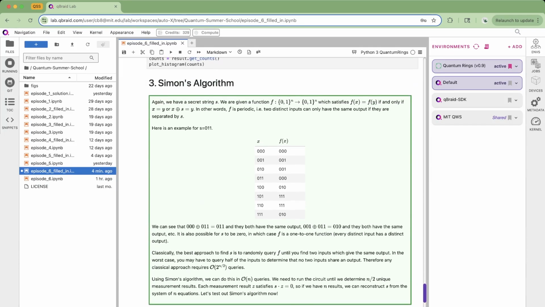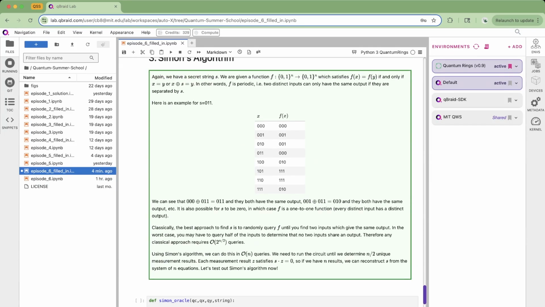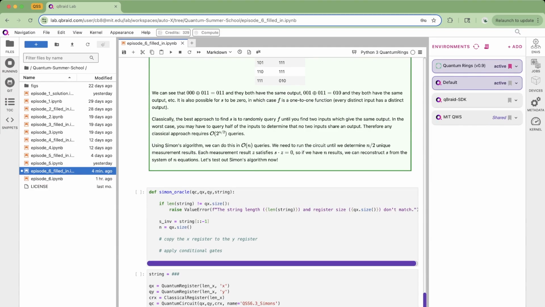So now let's hop back over to the notebook. The first thing we want to do is build the Simon oracle. And the Simon oracle is a little bit more complicated than the other ones. But the very first step is just to copy the X register to the Y register. And think about how you might do that. You have n qubits, and you just want to copy their state down to another register.